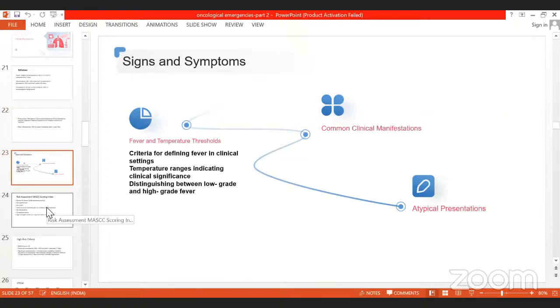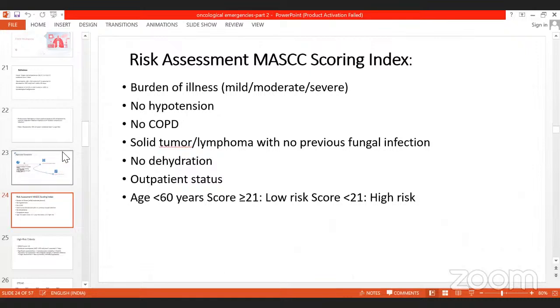Coming to the symptoms, there are fever and temperature thresholds, like criteria for fever and temperature ranging, and low-grade or high-grade fevers might be there. How do we do the risk assessment for febrile neutropenia? It is through the MASCC scoring index. Here we generally look at burden of illness, whether it's mild, moderate, or severe. Is there any hypotension? Is there any COPD? Solid tumors or lymphomas? Any previous fungal infection? Any dehydration? Is the patient an inpatient or outpatient? Or is the age of the patient less than 60 years? A score of more than 21 is low risk, and a score of less than 21 is high risk.